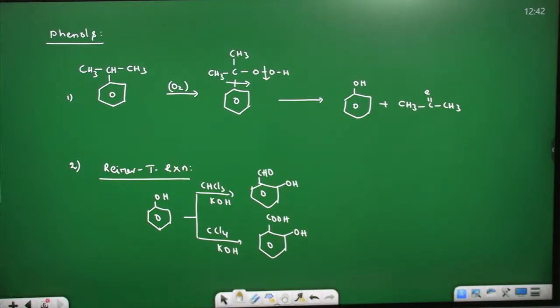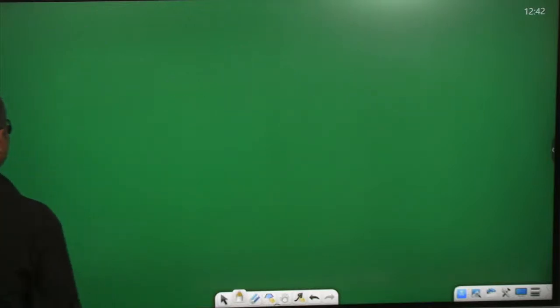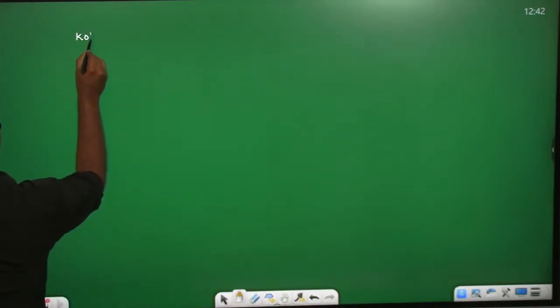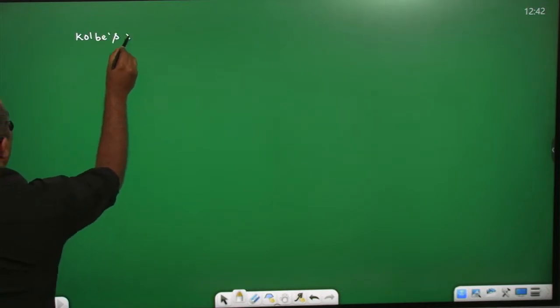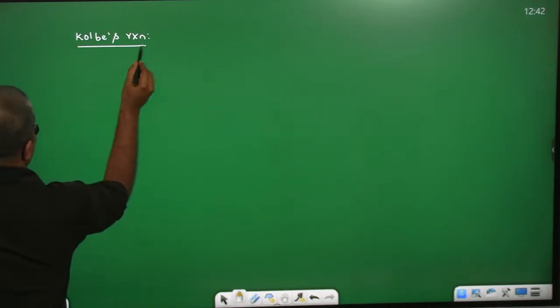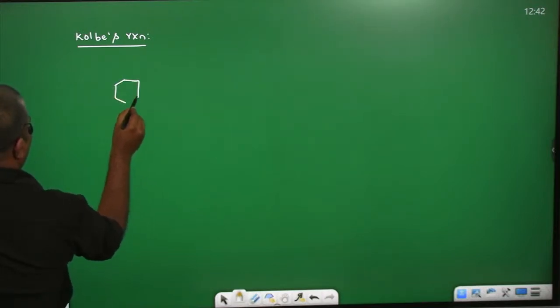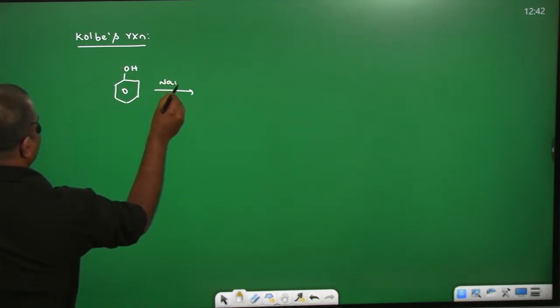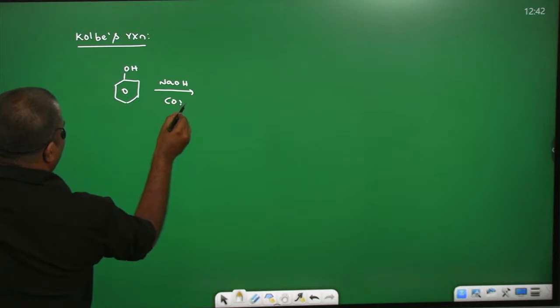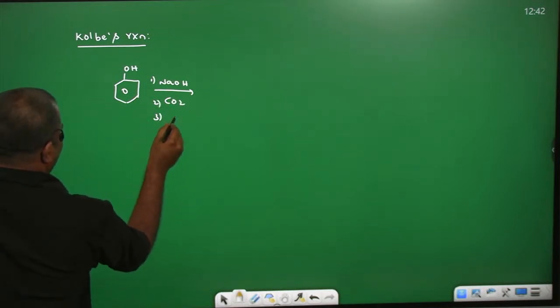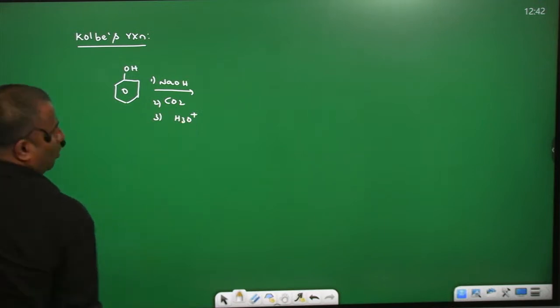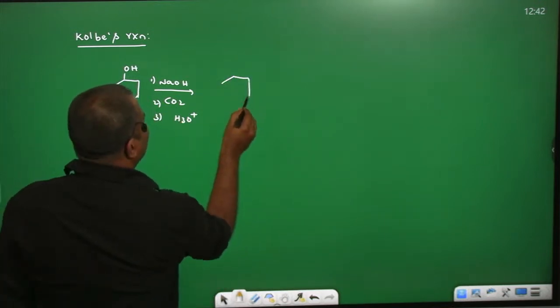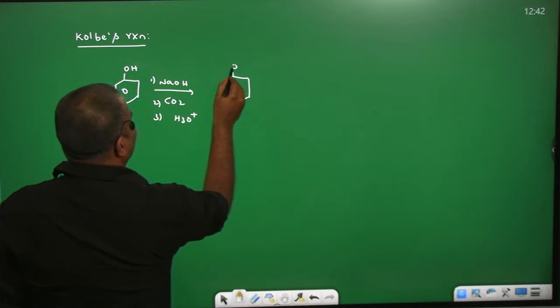Right, see the next one. Next one is Kolbe's reaction. What is that? In Kolbe's reaction, what are we doing? We are going to take phenol. Phenol is treated with NaOH and further treated with carbon dioxide and then acidic hydrolysis. You are going to get salicylic acid.